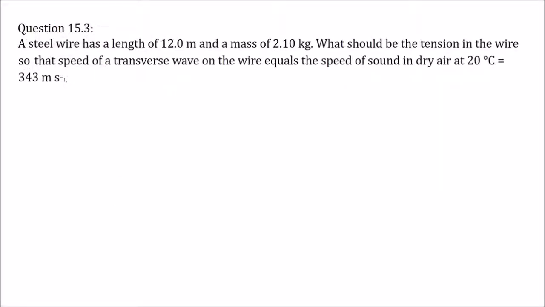A steel wire has a length of 12 meter and a mass 2.1 kg. What would be the tension in the wire so that the speed of transverse waves on the wire equals the speed of sound in dry air? The temperature is given and the speed is also given.